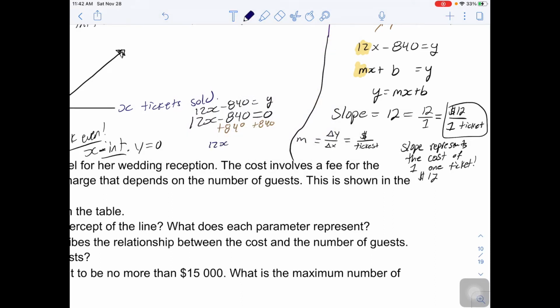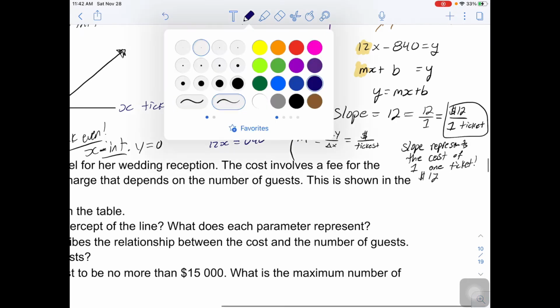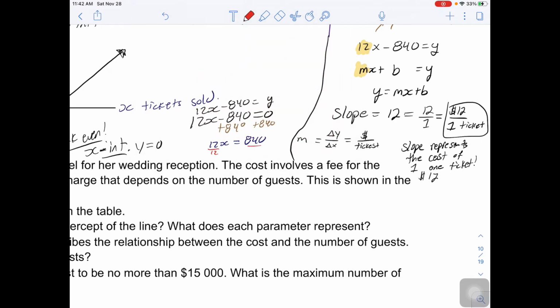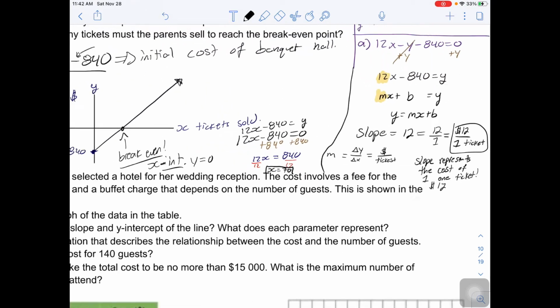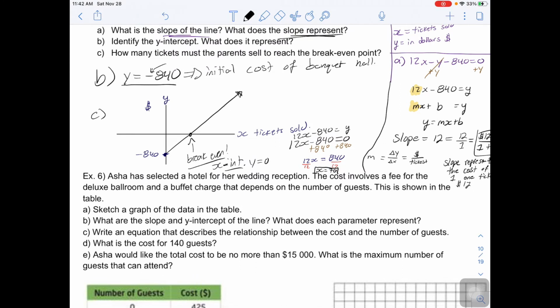So I get 12x equals 840, and then I'm going to divide by 12. So x equals 840 divided by 12, which gives me 70. Okay, so it looks like we need to sell 70 tickets. So here is our break-even point. We must sell 70 tickets to break even.